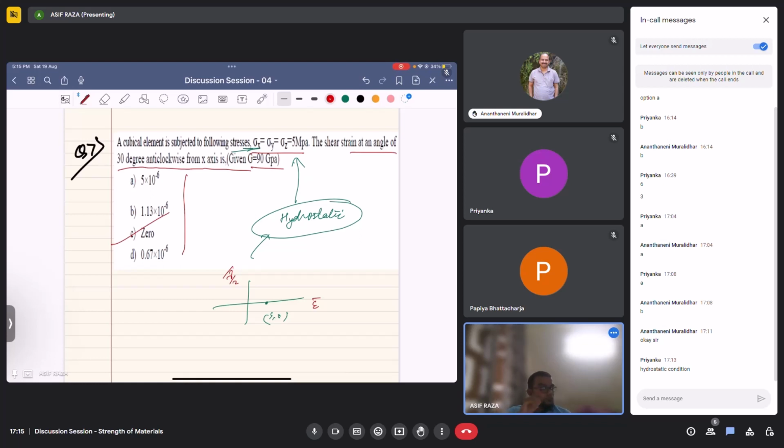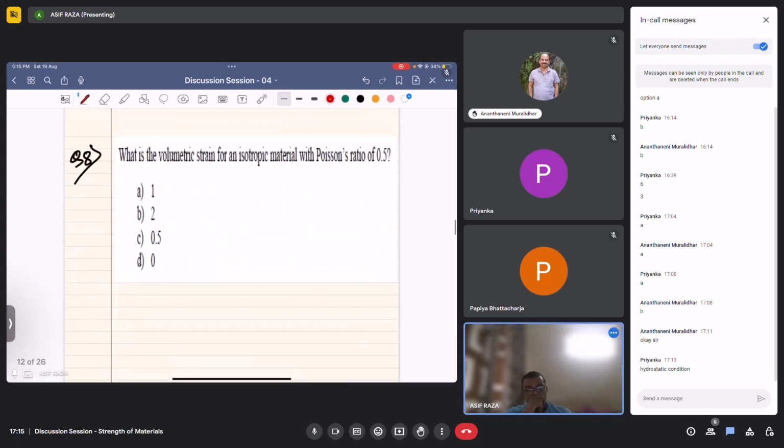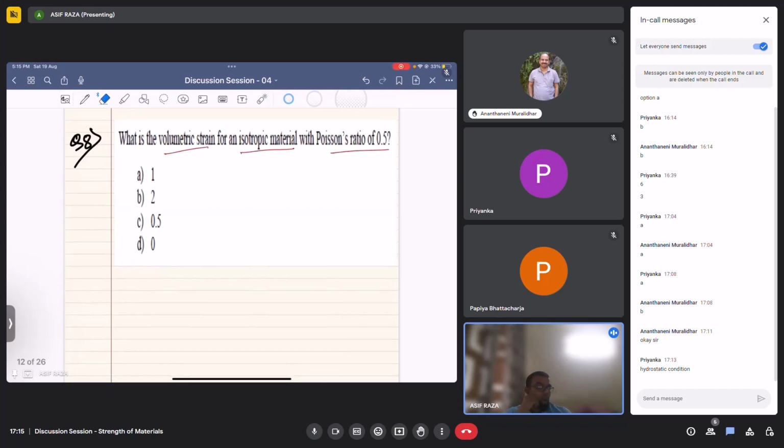Moving on. What is the volumetric strain for an isotropic material with Poisson's ratio 0.5? Rather than giving you the answer, I would ask what your approach would be to this question. I should ask you all how volumetric strain is found. Any one of you?